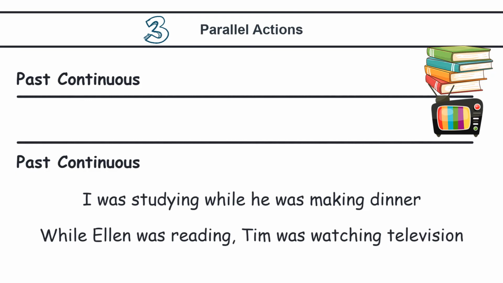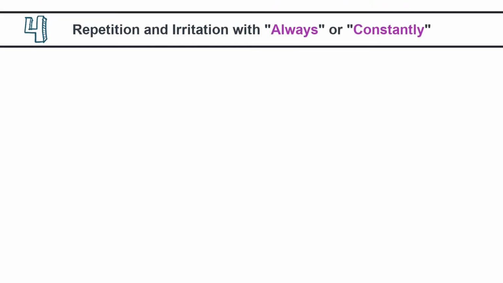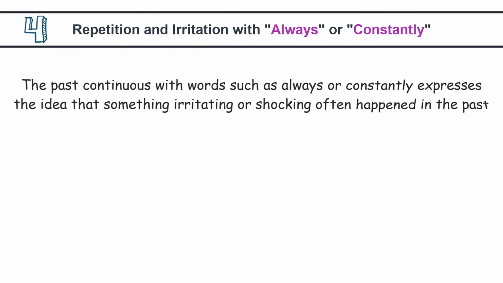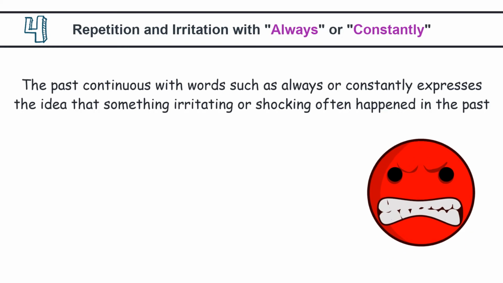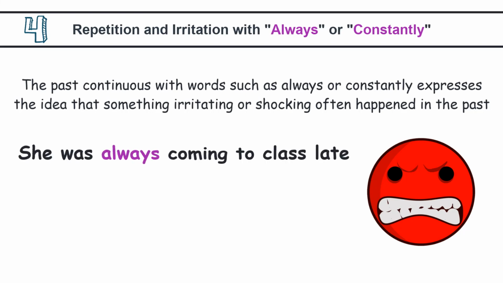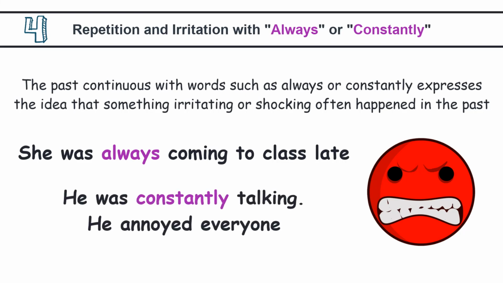And the last use is similar to the present continuous tense, in which we use words such as always or constantly to express irritation or repetitions. Of course, this time the idea happened in the past as we are talking about the past continuous and not the present continuous. She was always coming to class late. I'm showing that I was unhappy with the situation. He was constantly talking. He annoyed everyone.